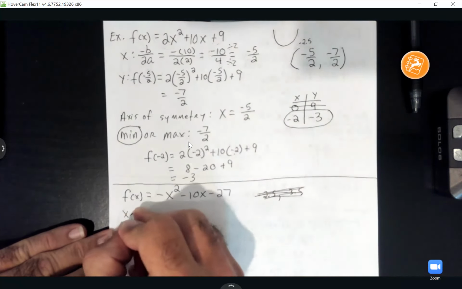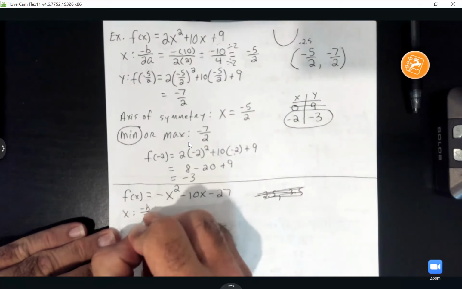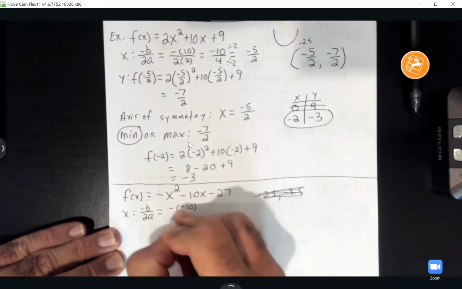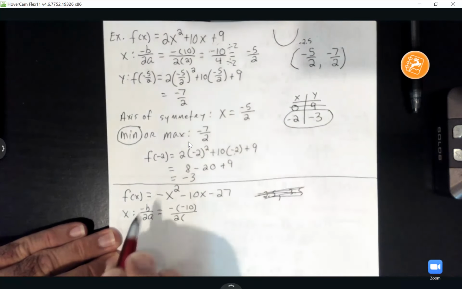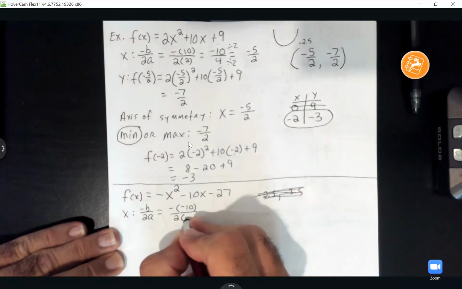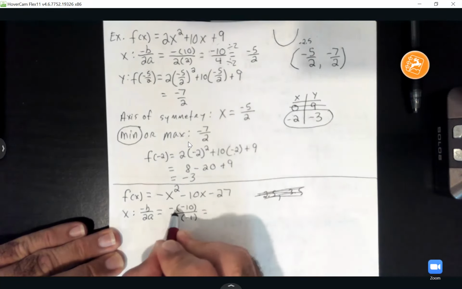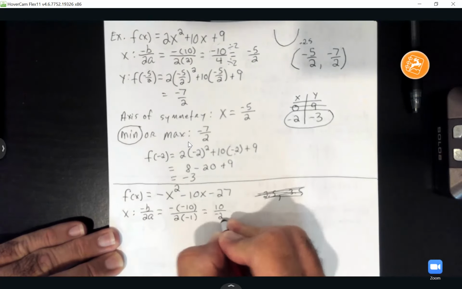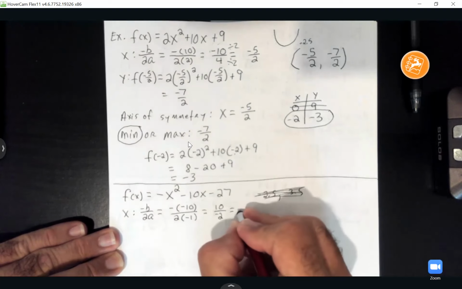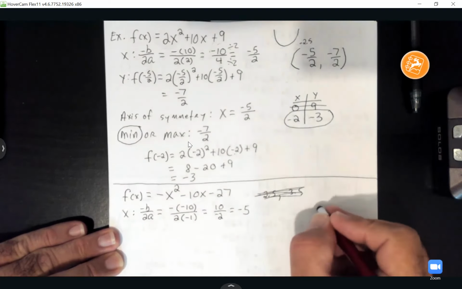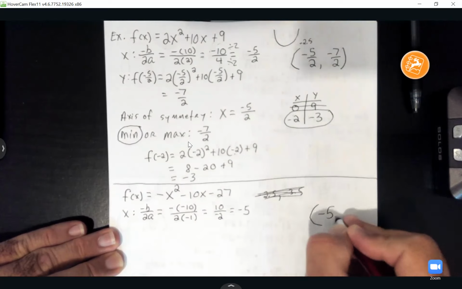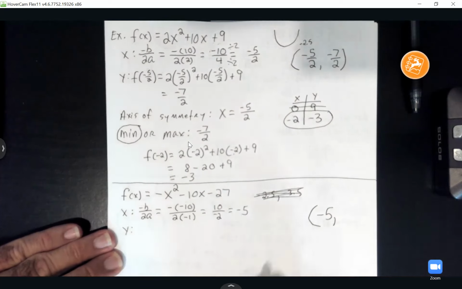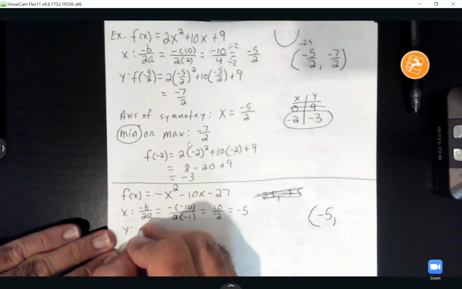So I'm gonna get the x value first. Negative b over 2a will be negative times that negative 10 over 2. This time my a is a -1. So let's see what that gives me. That gives me a 10 on top, -2 on the bottom. 10 divided by -2 gives us a -5. So we know the x value is -5. So now to get the y value, put the -5 in for these x's.